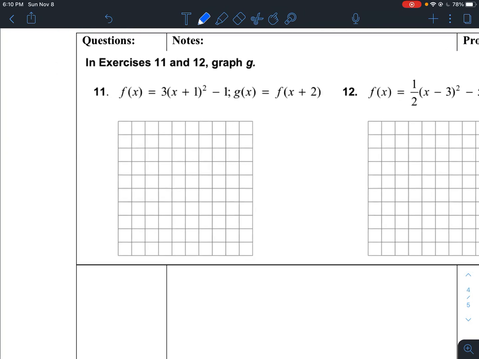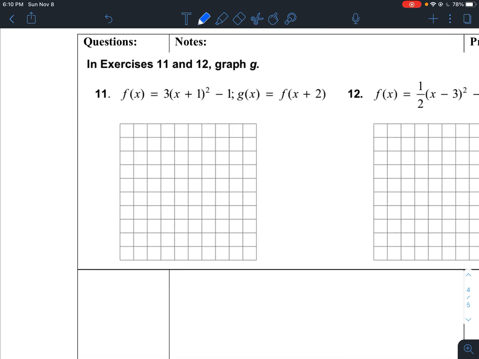So for exercises 11 and 12, what it wants you to do is to graph g of x. So that's this one right here. It gives you what f of x is equal to. You see here f of x is equal to this function right here, but g of x tells you that g of x is the same thing as f of x, only you're shifting the function. Well, this is positive 2, so you're shifting the function to the left 2 units. So we want to take f of x and shift it to the left 2 units.